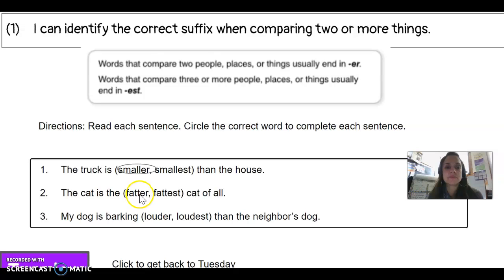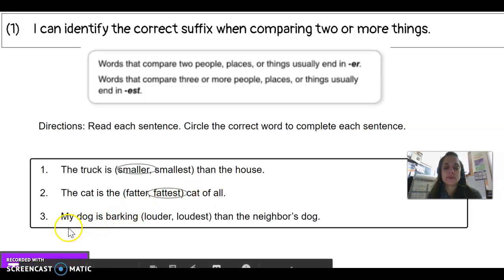Let's read the next one. The cat is the blank cat of all. So we're comparing the cat to all things. So that's definitely three or more. So if we go up to our resource box, est is the suffix. The cat is the fattest cat of all. That makes sense.